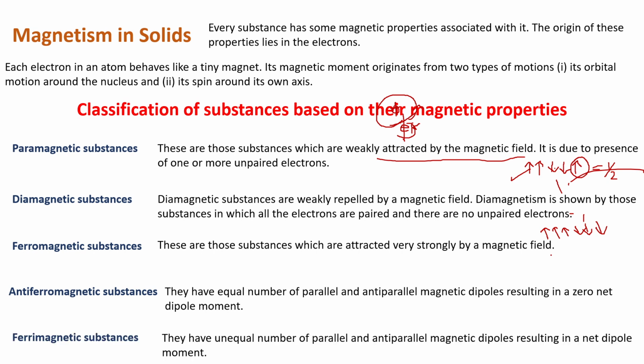Ferrimagnetic substances have an unequal number of parallel and antiparallel magnetic dipoles. Therefore, they result in some dipole moment and hence will show magnetism. These are basically the classification of the substances on their magnetic properties.